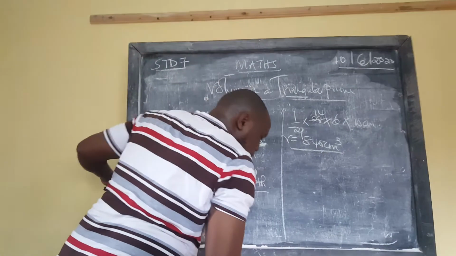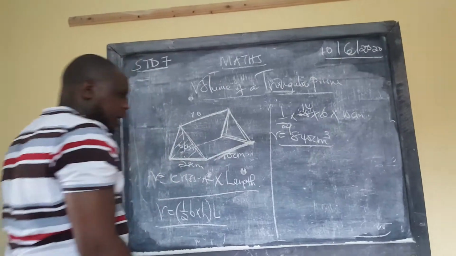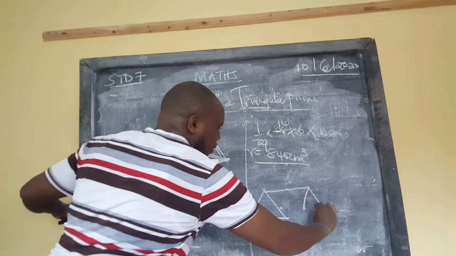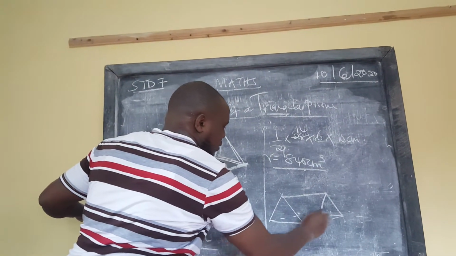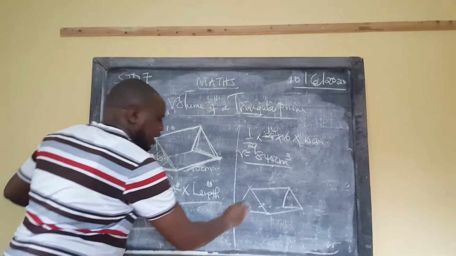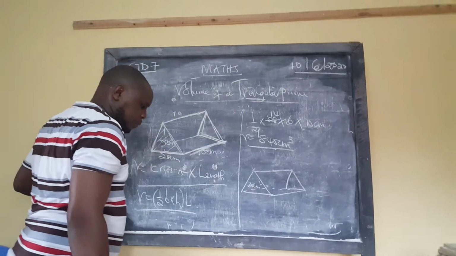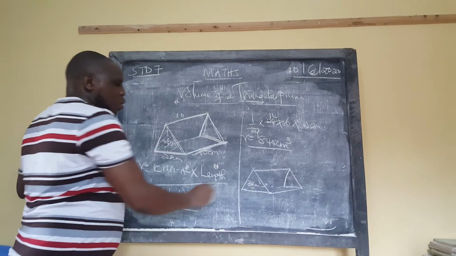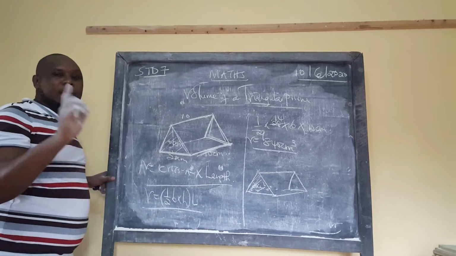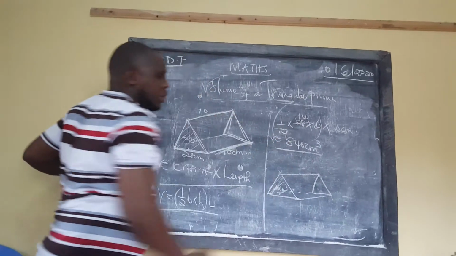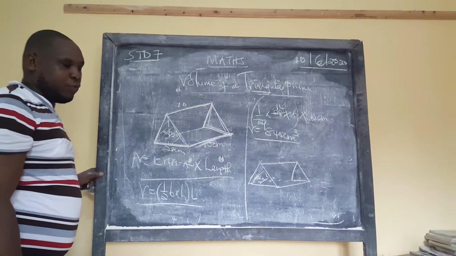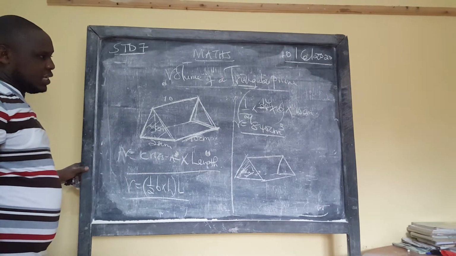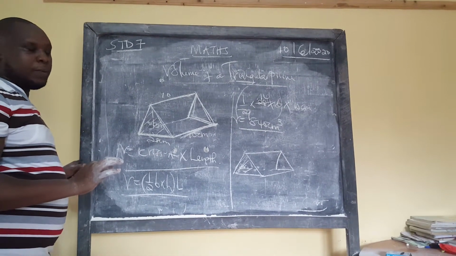Maybe you do another one where you're given that the cross-sectional area of this particular shape, which is a triangular prism, is 30 centimeters squared. What will be the volume? Now remember, when they have given you 30 centimeters squared, it means they have already done this. You are not going to do that again. They have calculated the area of the triangular part, which is half base times height. They have already done that bit for you, so you are not going to repeat that.